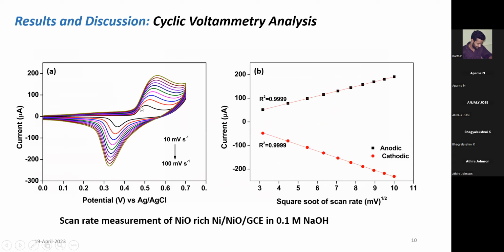Here we perform a series of cyclic voltammetry measurements of nickel oxide-rich nickel oxide GCE in 0.1 molar NaOH at different scan rates. The calibration plot of current with square root of scan rate shows a linear increase in both cathodic and anodic peak current with very high correlation coefficient, showing the electrochemical activity of our nickel oxide-rich nickel oxide GCE in 0.1 molar NaOH is diffusion controlled.